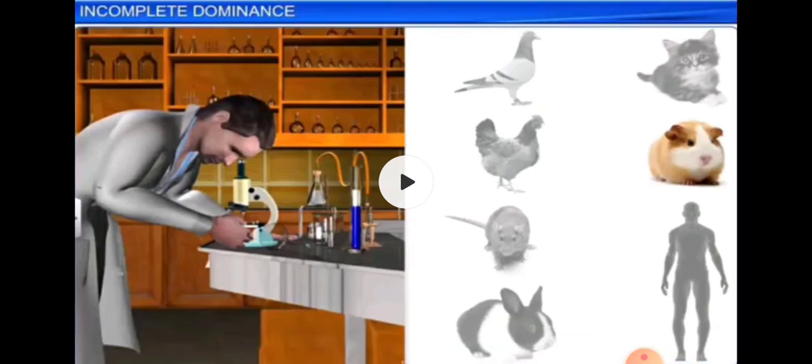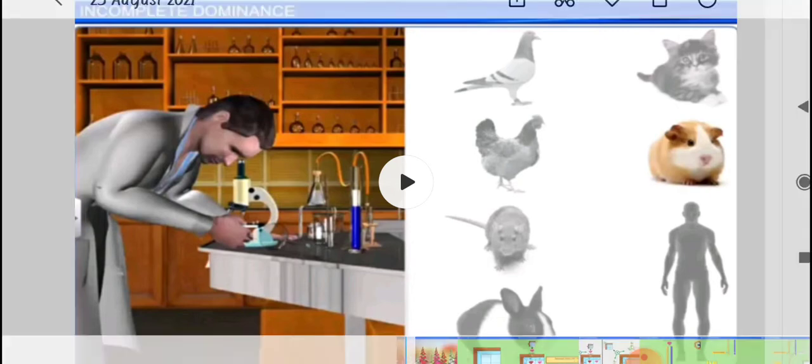Codominance is a condition where the F1 generation resembles both parents. The word incomplete itself means not completed, so it doesn't resemble the two parents. Whereas codominance means that in the F1 generation itself it will have the resemblance of both the parents.